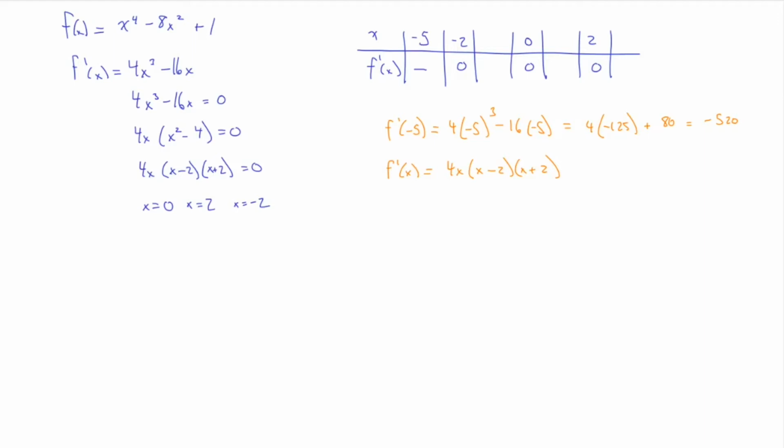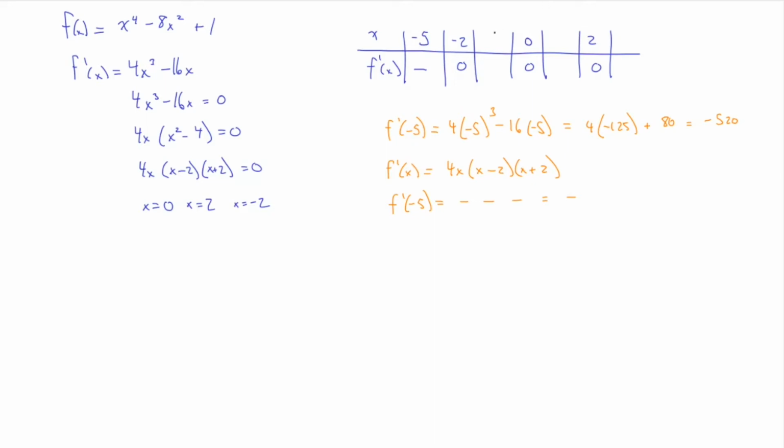And so it's true that the derivative is 4x cubed minus 16x, but the derivative is also 4x times (x minus 2) times (x plus 2). And so we can use that expression for the derivative and see what happens to each of those factors at x equals negative 5. Well, 4 times negative 5 is a negative number, and negative 5 minus 2 is a negative number, and negative 5 plus 2 is a negative number. And when you multiply three negative numbers together, you get a negative number. And that's all we needed to know, that the derivative at negative 5 is negative.